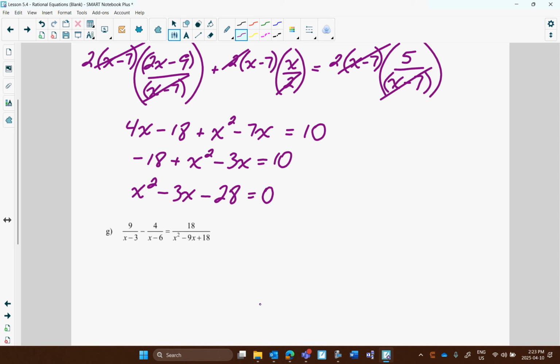And again, with these ones, just like with the radical ones, you'll be able to factor them. So if you get something that you can't factor, you've made a mistake somewhere. The only time I'm going to get you to do the quadratic formula is if I just give you a straight quadratic at the beginning.